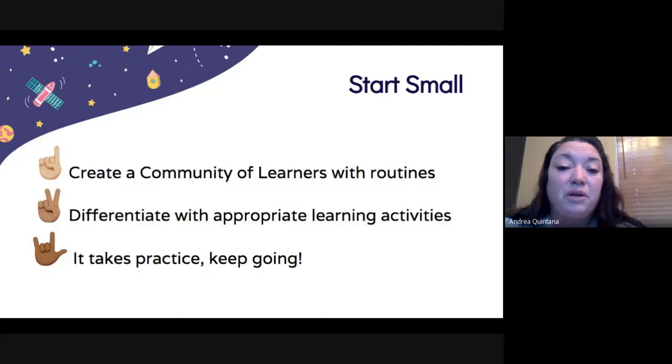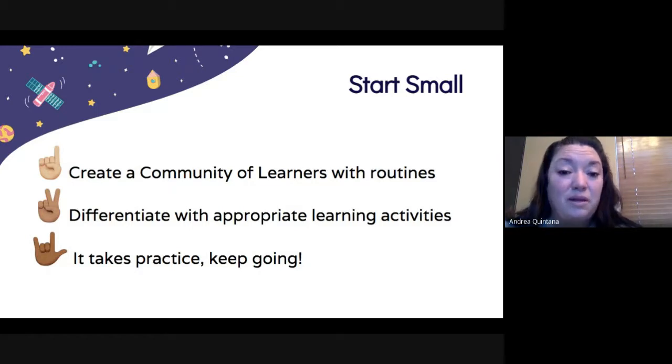Differentiating with appropriate learning activities. Abby shared a lot of great ideas for that, making sure that it's the just right activity for your students during that time. There is nothing faster to kill small groups than activities that are either too hard or too easy for your students. So making sure that we have appropriate learning activities at all times.